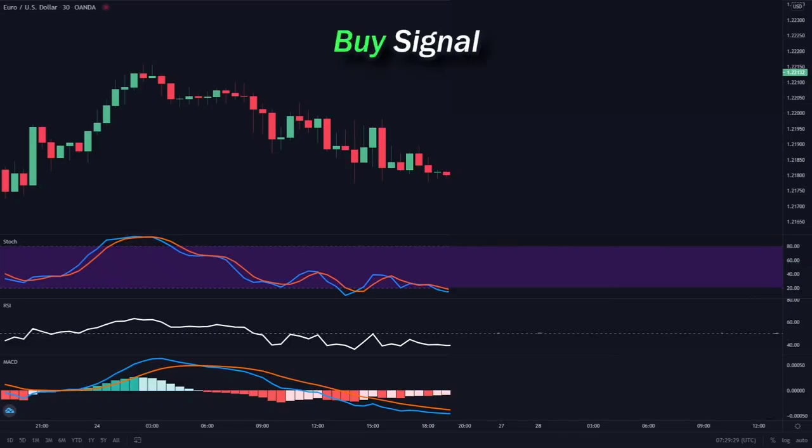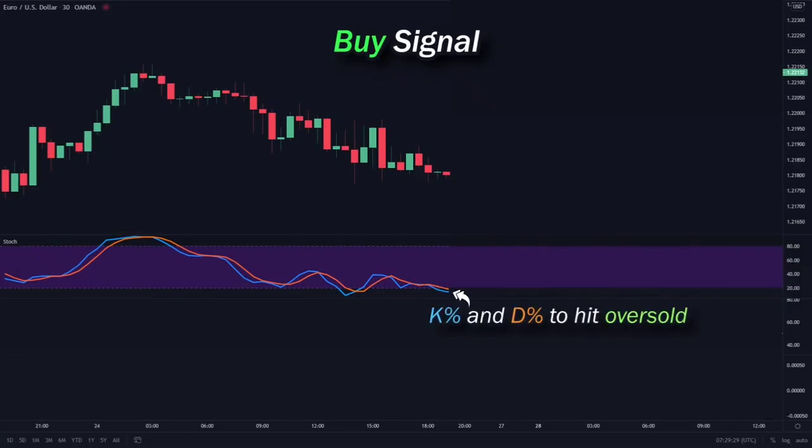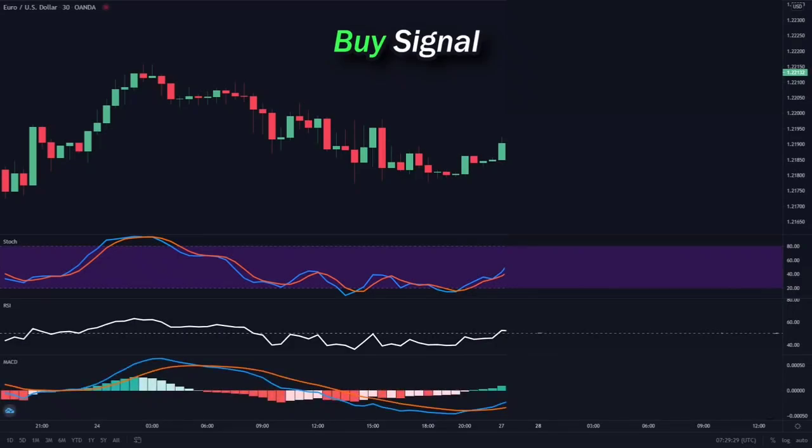To identify a buy signal, the first step is you want to look at the stochastic and wait for both the K and D lines to hit oversold. Then, you want to use the RSI to confirm the uptrend by making sure that it's above the middle line. The next step is you want to use the MACD to confirm the upwards momentum by waiting for the MACD line to cross above the signal line. Once this happens, however, you still need to make sure that both of the stochastic lines still haven't hit overbought yet. And if all the rules are met, you take a buy position.